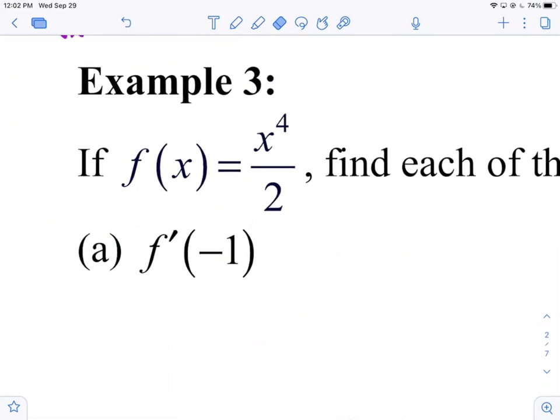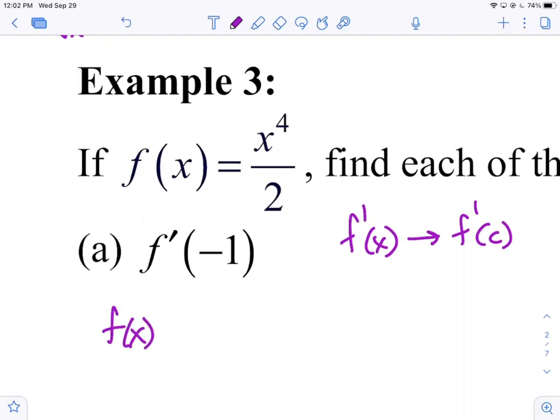Okay, so here's the deal. Before I can find f prime of a number, like -1, unless I'm using alternate form or modified form, I need to find f prime of x first. So just like we did on the warm-up, I need to find f prime of x, and then I can find f prime of c. Okay? So let's do that. I'm going to rewrite the function, f of x equals, but I'm going to write it as 1/2 x to the 4th, because now that's in ax to the n format. Yeah?